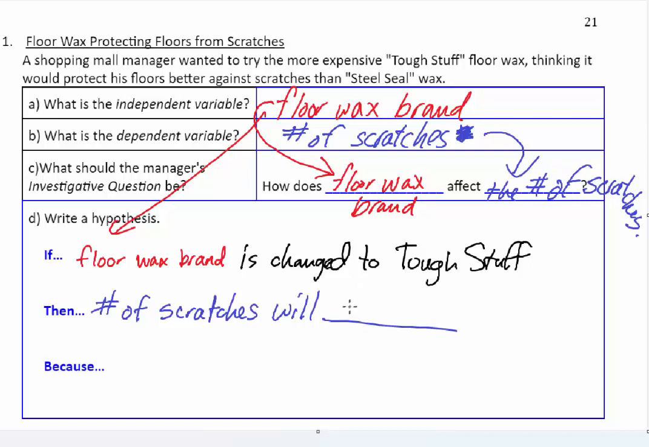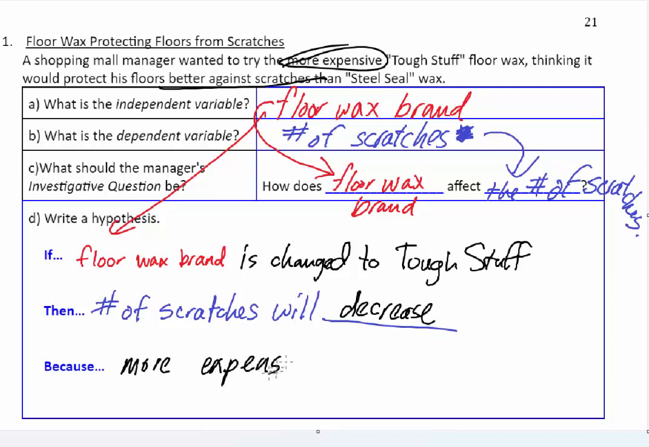But if it's the store manager, he's going to try it out because he wants it to actually improve the state of the floor. So he's going to think the scratches will decrease. That means it's not as scratched up. And his reason for thinking that could be anything. I mean, sometimes people think more expensive stuff is higher quality. Now that isn't always true, but a lot of people, we know everybody knows somebody that thinks that way. So maybe that's our reason for making this prediction, is that more expensive things mean higher quality. And so we can write something like that in our because statement.